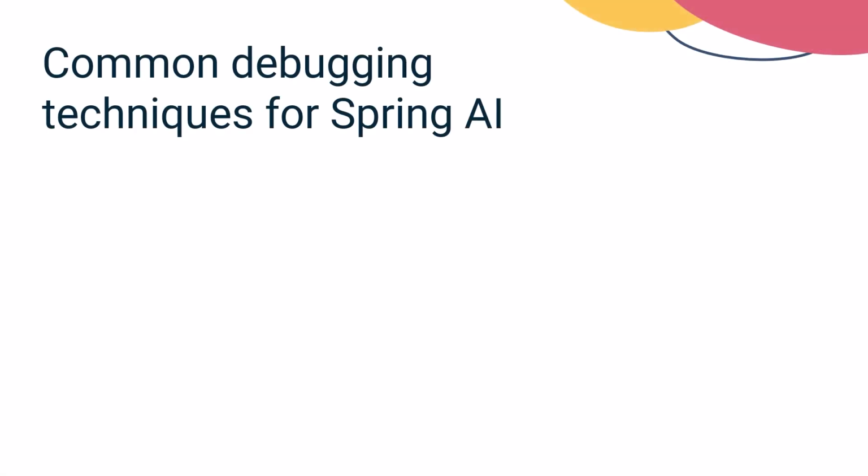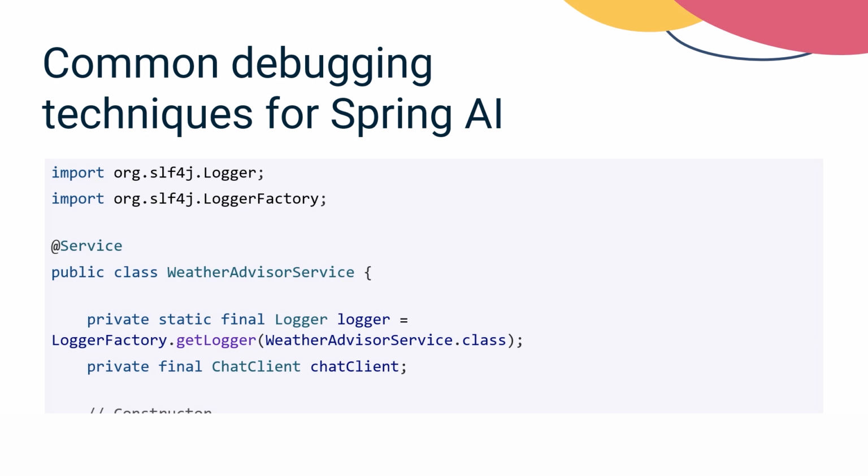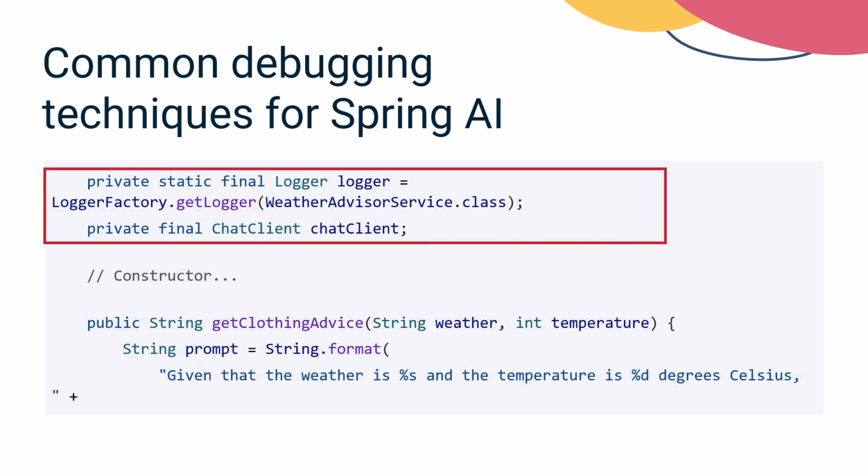You might encounter various issues when working with Spring AI applications. Let's explore some debugging techniques, starting with logging AI interactions. It's important to log your prompts and responses so you can understand what's happening. Take a moment to review the code snippet. This code snippet shows how a logger is used to record both the prompt sent to the AI and the response received, helping to monitor and debug the communication between the Weather Advisor service and the AI.